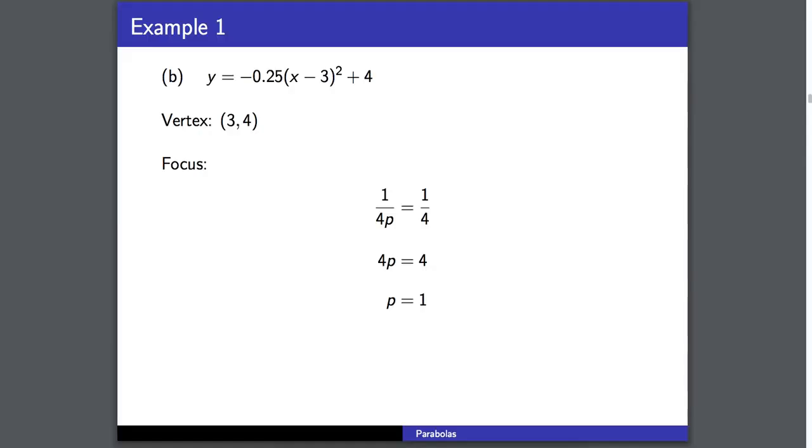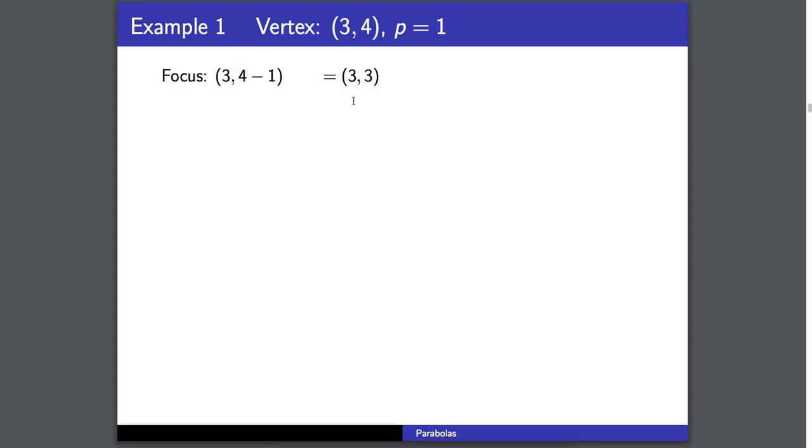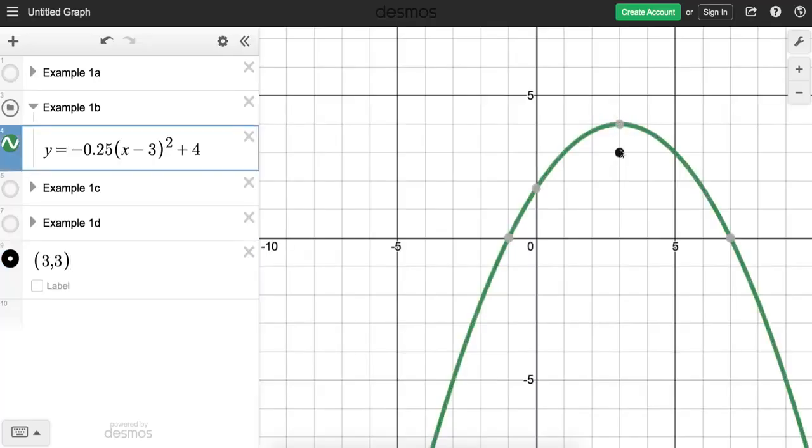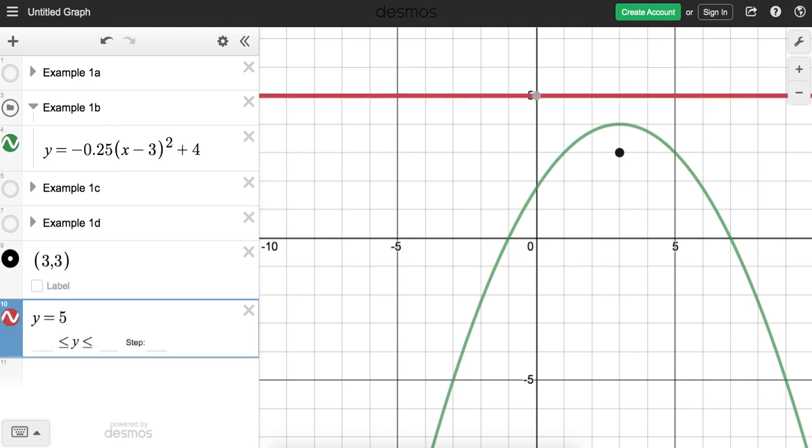So our focus point is at 3, 3. And again, this has a length of 1 between 3, 4 and 3, 3. For our directrix line, if we went down 1 unit for the focus point, we want to go up 1 unit for the directrix line. And a horizontal line is going to be y equals, and in this case, y equals 5, because that's where it hits the y-axis. So here's our directrix line. So every point on this parabola is the same distance from the focus point as it is from the directrix line.